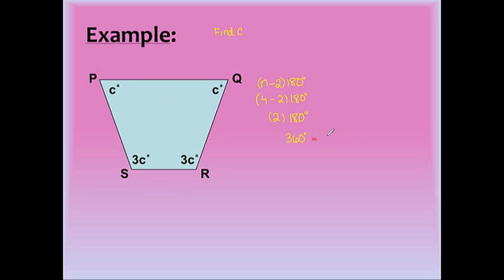360 degrees is going to equal c plus c plus 3c plus 3c. They're going to all add up to be 360. Just combine my like terms. When I divide by 8, I get c is equal to 45.